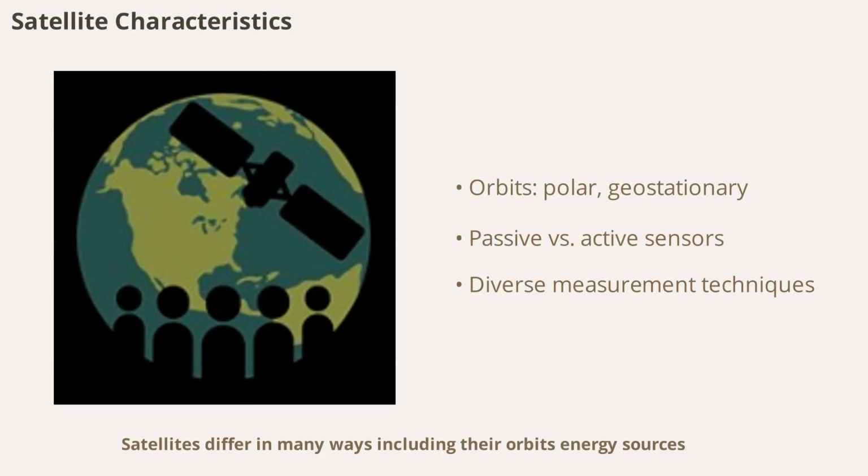Satellites differ in many ways, including their orbits, energy sources, and measurement techniques. Some orbit the poles while others remain stationary over the equator. Energy sources can be passive, relying on sunlight, or active, generating their own signals. Measurement techniques vary from scanning to non-scanning, and applications range from weather forecasting to land mapping. Understanding these characteristics helps users select the right satellite and sensor for their specific needs.